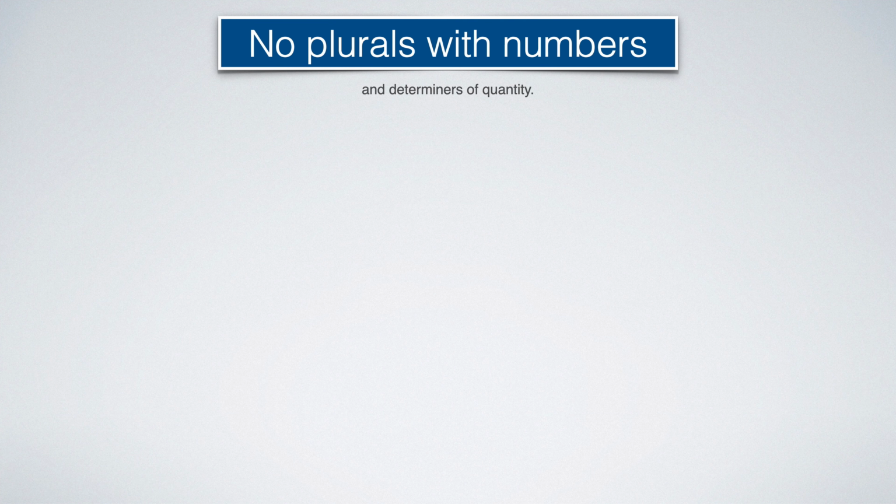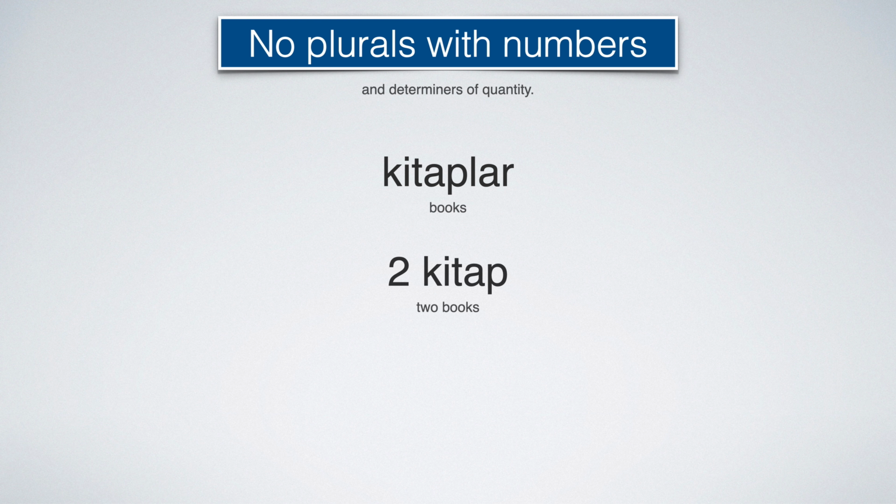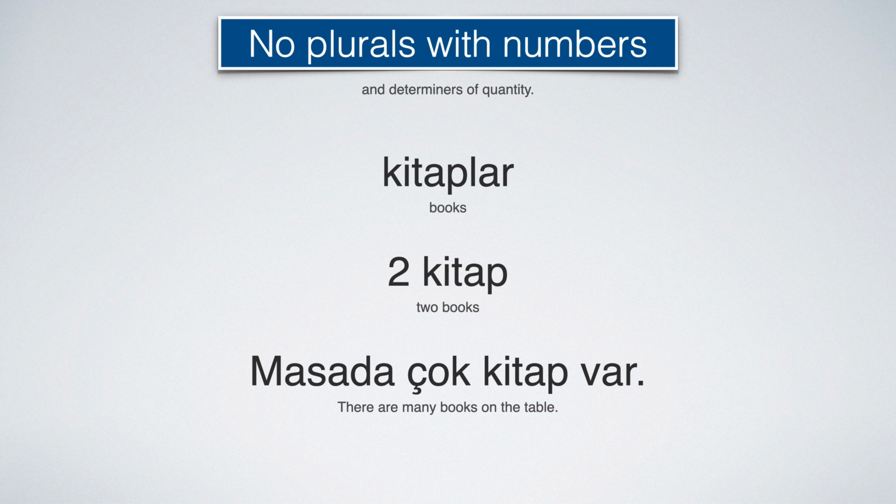Evet. No plurals with numbers and determiners of quantity. Kitaplar, books. İki kitap, two books. Literally, two book. Those numbers are enough. Masada çok kitap var. There are many books on the table. But it looks like there are many book on the table because many is enough for us to know that it's plural.